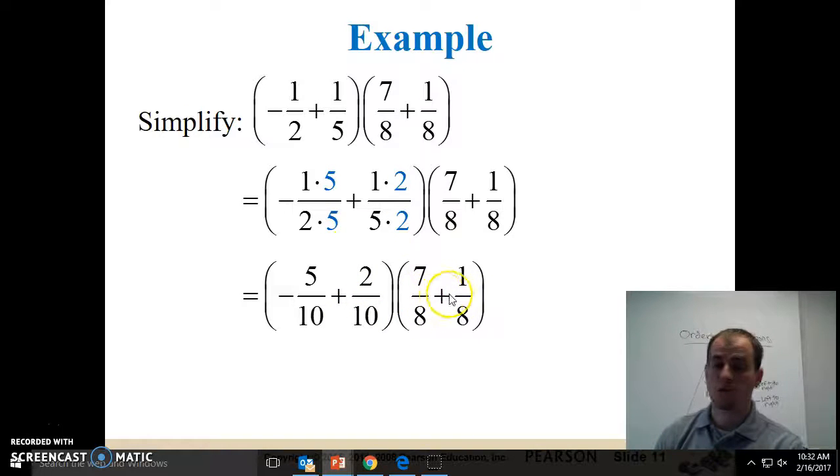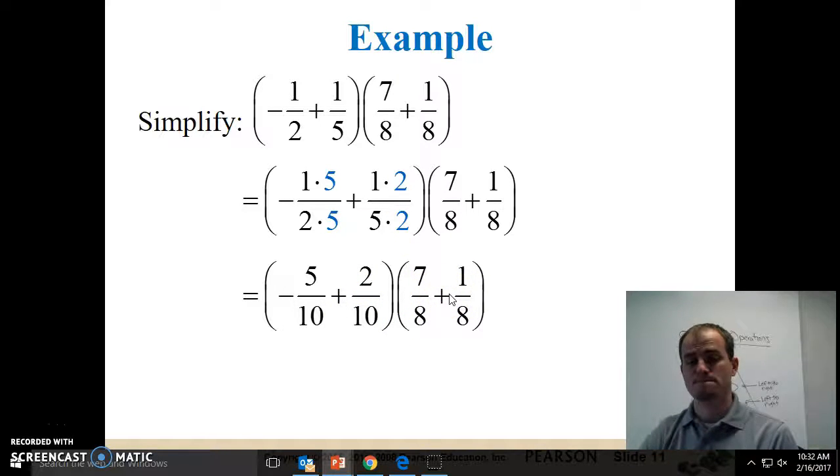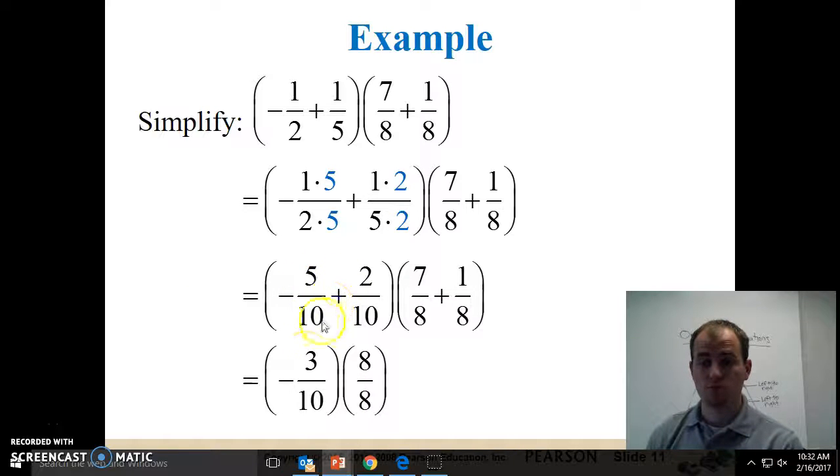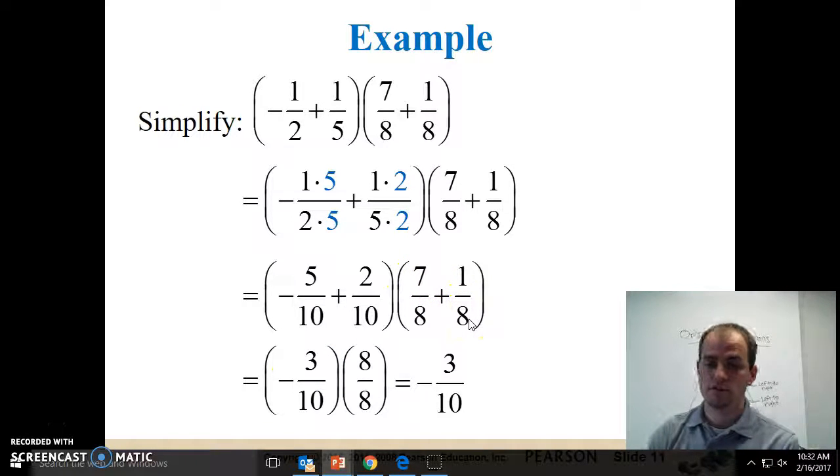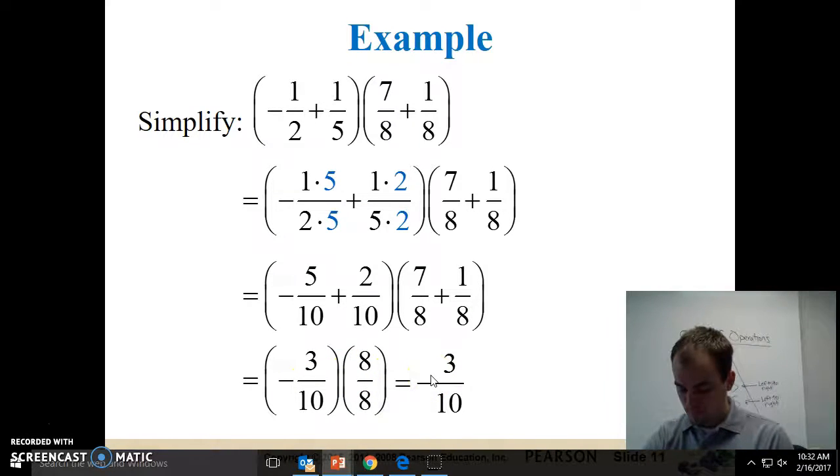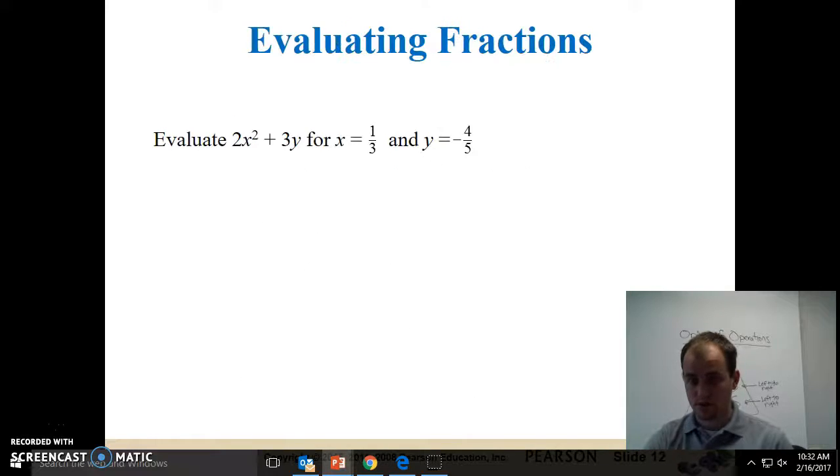The second set already has a common denominator. So negative 5 plus 2 is negative 3/10. Remember, the negative goes to the 5. If you put the negative to the 10, then they won't have a common denominator. Okay, and 8/8, which is just 1. So negative 3/10 times 1 is negative 3/10. Alright, why don't you try to do letter D on your paper, which says 1/4 plus 2/3 times 11/12 minus 1/4. So why don't you pause the video and try letter D now.